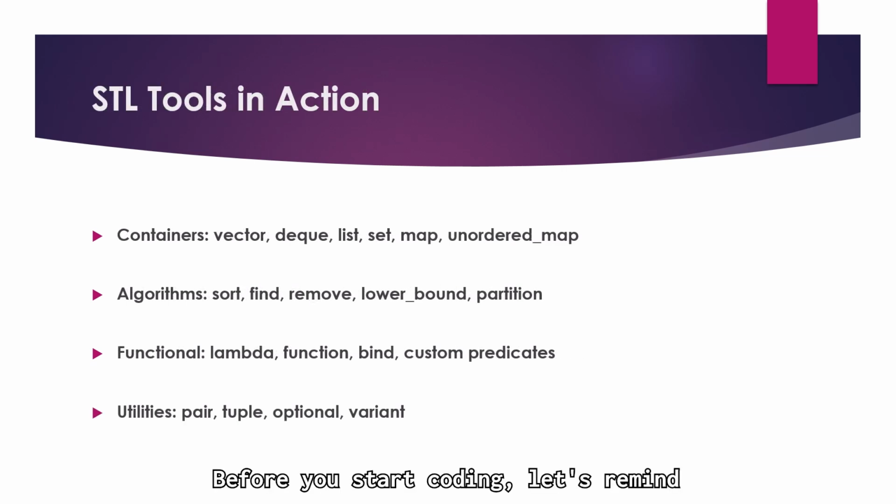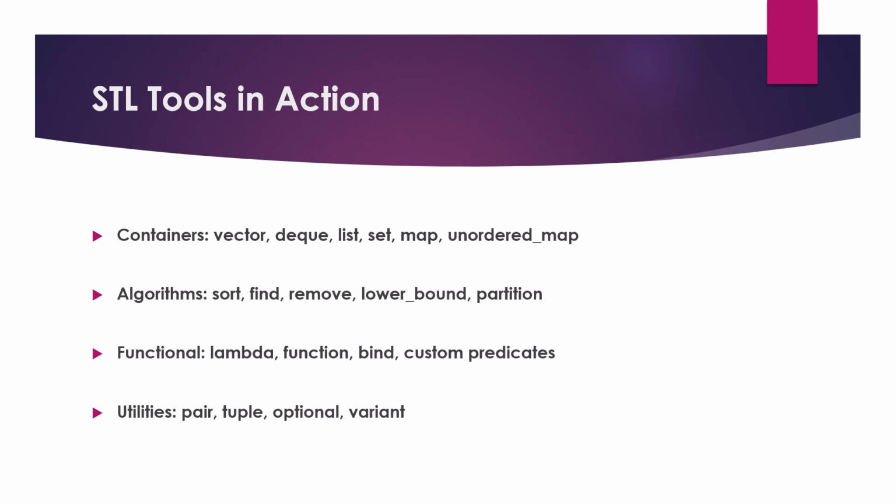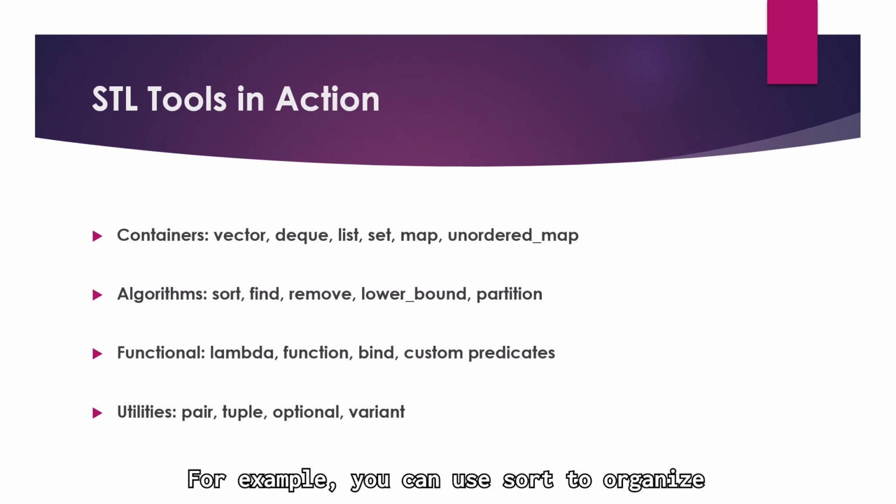Before you start coding, let's remind ourselves of the key STL tools that will help us in building our project. The containers are at the core of your project, allowing you to store and manipulate your data. For example, you might use vector for ordered collections, deque for efficient insertions and deletions at both ends, or map for key value pairs. You will also use algorithms to manipulate the data in your container. For example, you can use sort to organize tasks, find to locate an event, or remove to delete items efficiently.